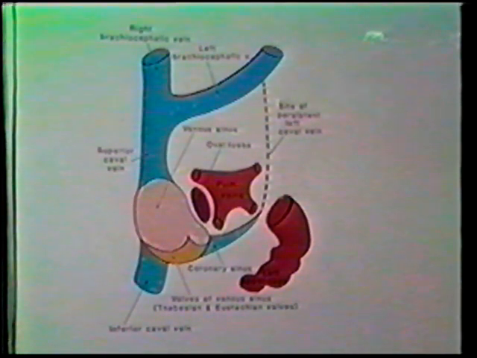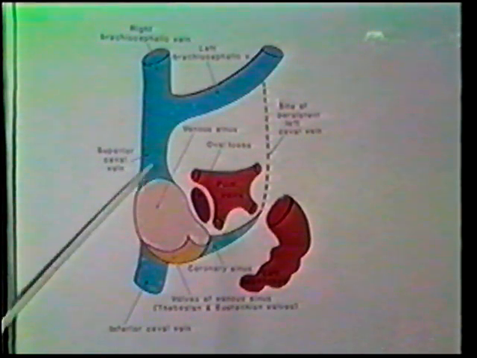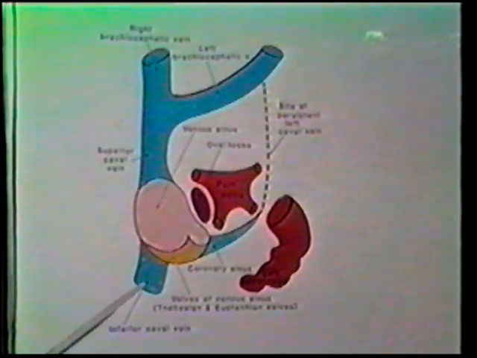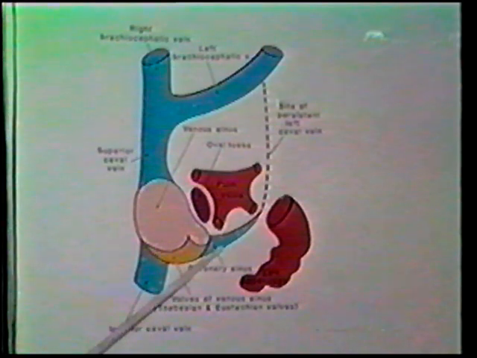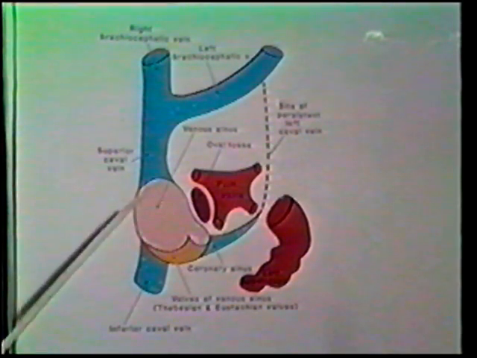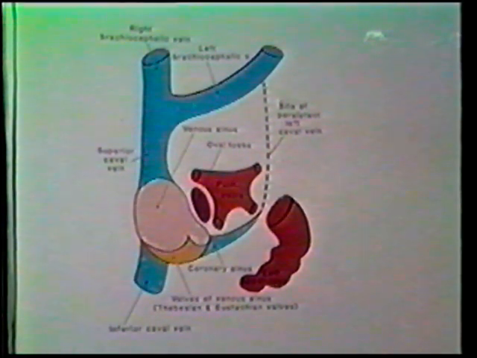Today's session is on anomalous systemic venous and anomalous pulmonary venous connections. We begin by looking at a diagram of the normal systemic and pulmonary venous connections. This is very much a stylized diagram showing the superior caval vein, inferior caval vein, and coronary sinus entering the right atrium.